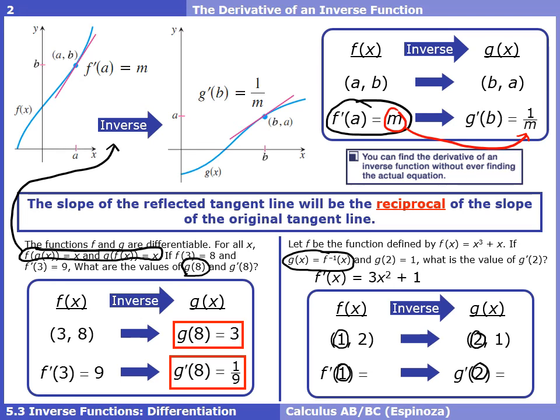And if we want to find f prime of 1, we'll just take 1 and plug that in. 3 times 1 squared plus 1 is 4. And of course, to find the slope for g at 2, which is an inverse function, we'll take that slope of 4 and write it as a reciprocal. And that gives us the value of the derivative for the inverse at 2, which is 1 over 4.